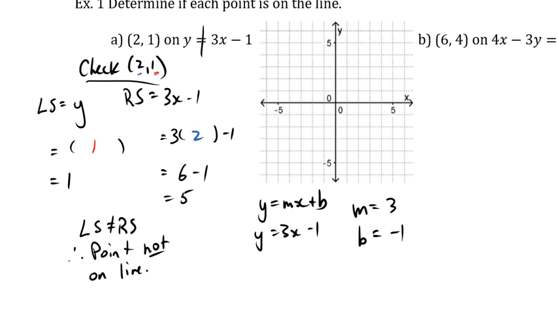So b being negative 1, that's easy. I start here. When m is 3, what does that tell me? Up 3 and over 1. 3 over 1. Rise of 3, run of 1. So 1, 2, 3, 1. 1, 2, 3, 1. So there's my line.